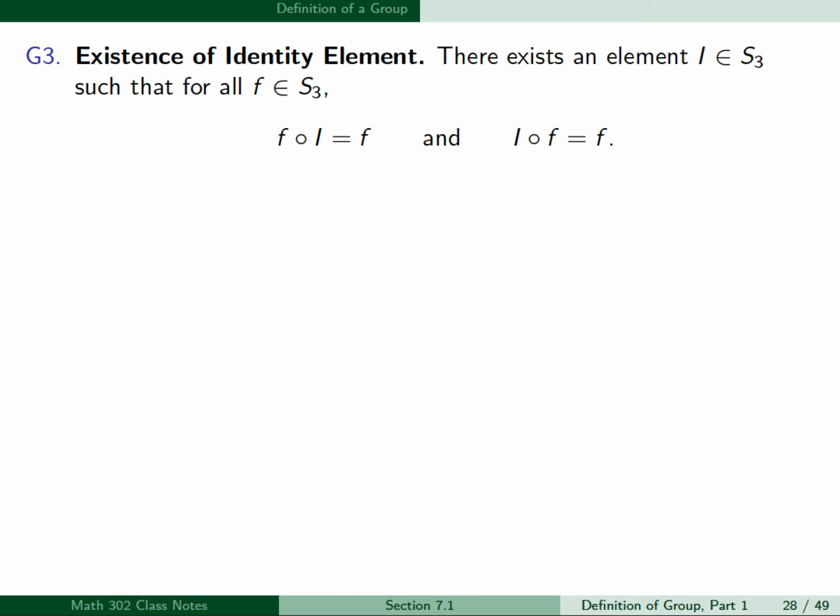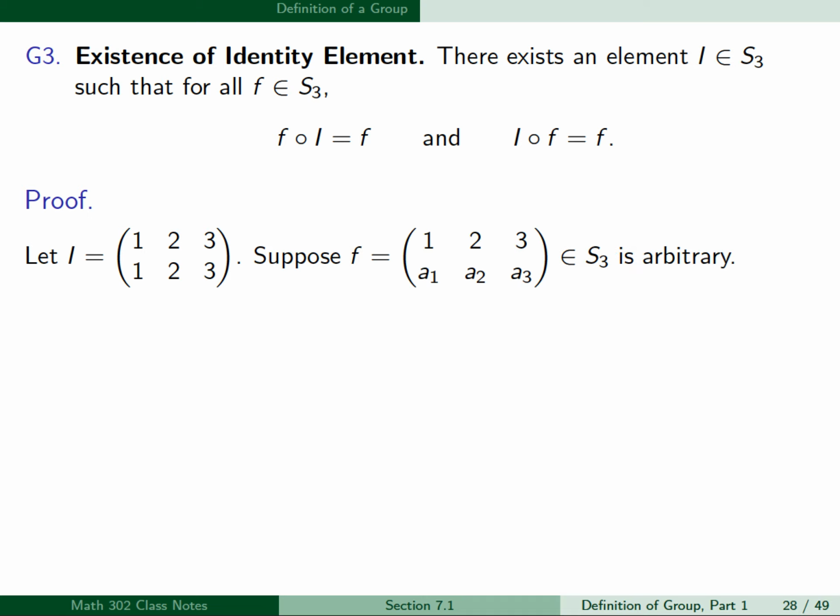Next, G3, the existence of an identity element. So let's start by choosing I to be the permutation that maps 1 to itself, 2 to itself, and 3 to itself. And let's suppose that F is an arbitrary permutation in S3 where F maps 1 to A1, 2 to A2, and 3 to A3.